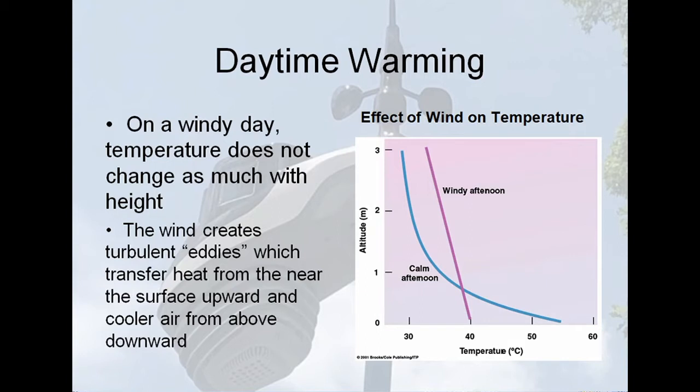Anyway, that graph, if you look at a calm afternoon, you get that ramp of a pretty good drop in temperature with height, and then it steadies off. And then if it's a windy afternoon, it's just a steady drop. It's a slighter steady drop just because of that mixing.